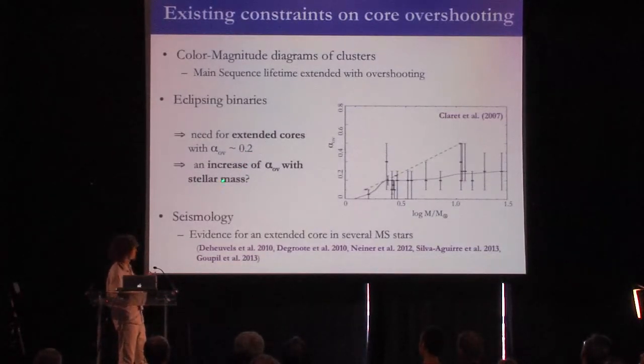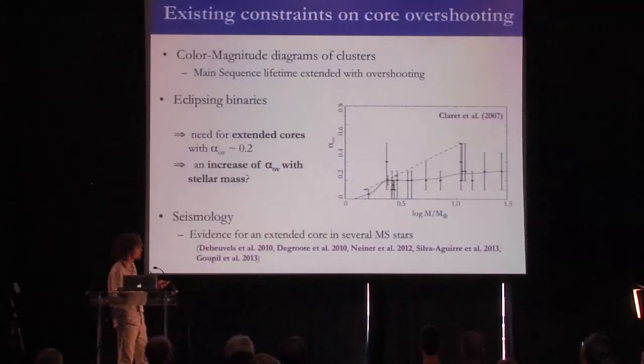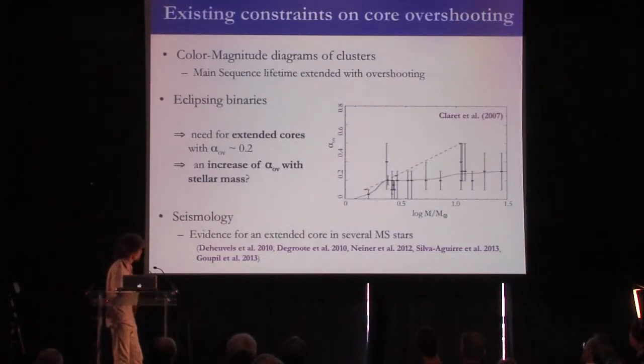Something that's interesting also is that several studies hinted towards the possibility of having the overshooting parameter increase with stellar mass, especially for lower mass. So here it's not very clear. It's a scarcely populated region. And of course now we have seismology that can help and contribute to this question with CoRoT and Kepler.